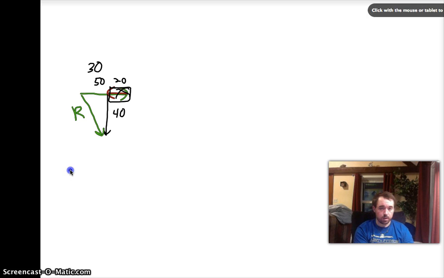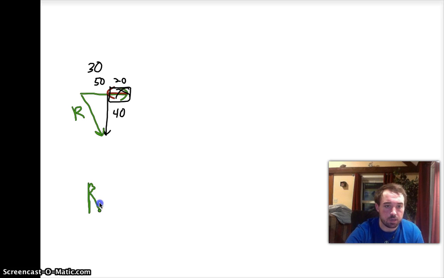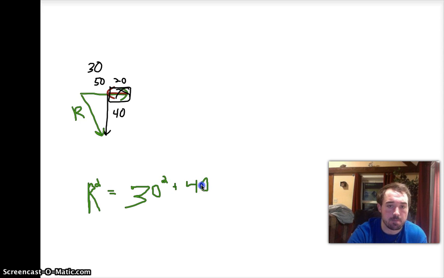So our resultant, r squared, what is this? Not working. Sorry, having all sorts of issues here. I gotta use my mouse pad. R squared equals 30 squared plus 40 squared. It's really hard to do that on a mouse pad. R squared equals, oh my gosh, 30 squared is 900. Wow, this is really hard.